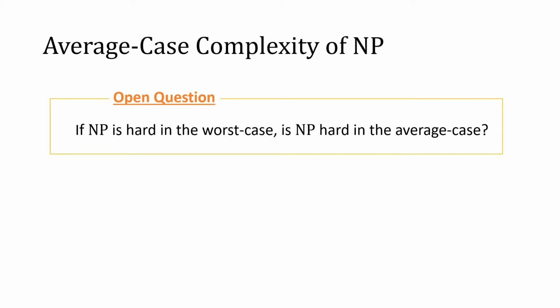The main question we are concerned with is the average case complexity of NP. One of the central questions in the theory of average case complexity is whether we can base the average case complexity of NP on the worst case complexity. For example, let's consider the following question. Assuming that NP is hard in the worst case, can we prove that NP is hard in the average case as well?